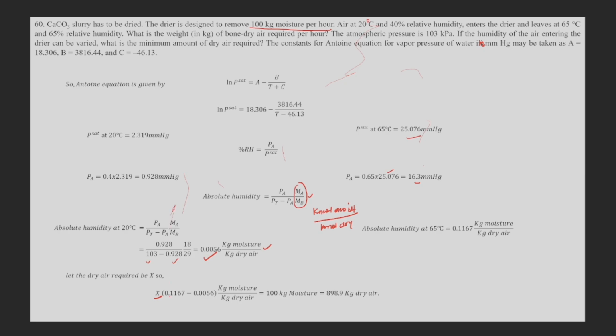So X into 0.1167 minus 0.0115 kg. So kg moisture and kg moisture will cancel out and dry air will come here. So this is the answer. Straightforward, very simple question. So we will see the next question.